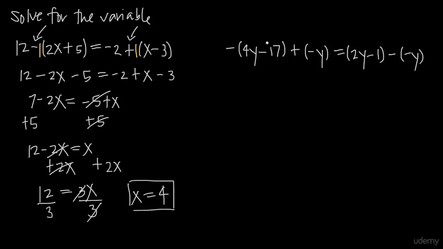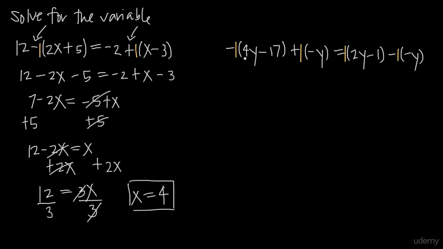Now if we look at a second example here, we have negative quantity 4y minus 17 plus negative y is equal to quantity 2y minus 1 minus a negative y. So again, we want to deal with our parentheses first here. We have an implied negative 1 in front of this 4y minus 17. We have an implied 1 in front of this negative y, an implied 1 in front of this 2y minus 1, and an implied 1 in front of this negative y.